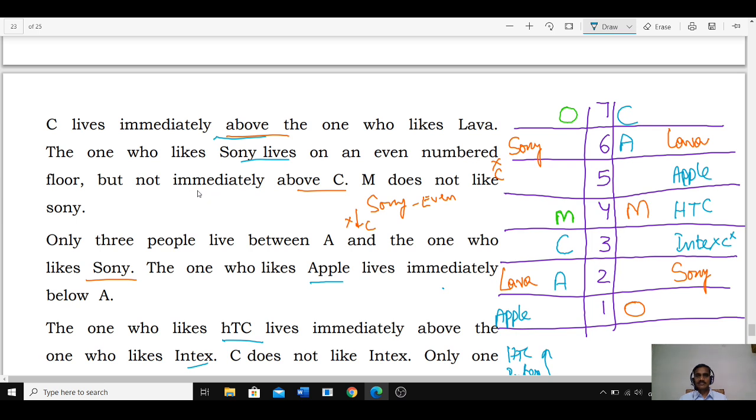Then the one who likes Sony lives on an even number floor but not immediately above C. And M does not like Sony. And 3 people live between A and Sony. A and Sony, there must be exactly 3 people. And the one who likes Apple lives immediately below A. Apple is immediately below A.